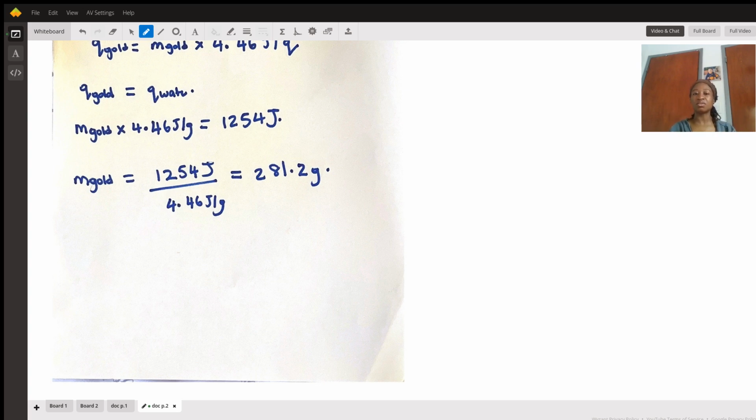Now, since we already know that, we just rearrange our equation. This becomes the denominator, this comes on top, and then we do our math and we get 281.2 grams, and that would be the mass of the gold that was used, like the question asked for.